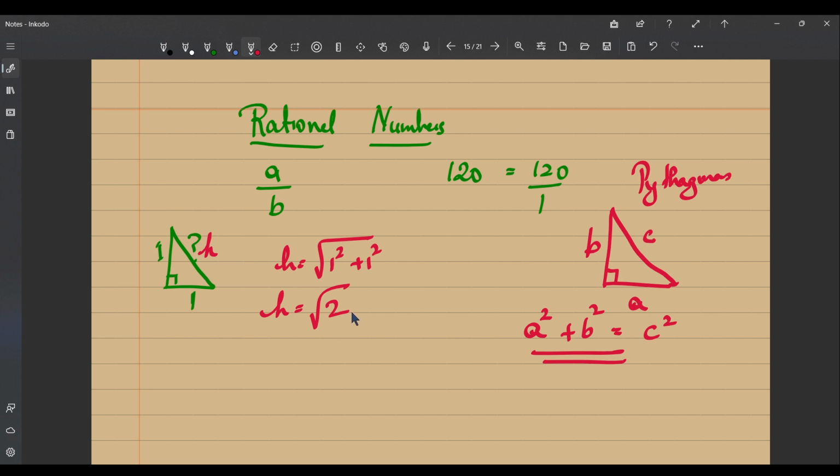Now root 2 is of course a number, and since we only knew about rational numbers till now, people knew only the existence of rational numbers, and according to them all numbers which were available could be expressed as a ratio of two integers, a by b. So let us see if root 2 also fits into this category of a by b. Let's see if it lies in the collection of rational numbers. So we are assuming that root 2 is equal to a by b.